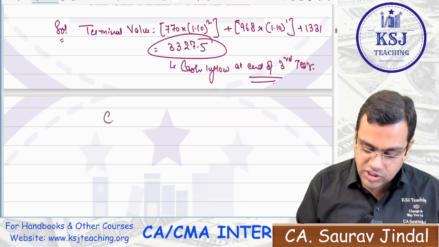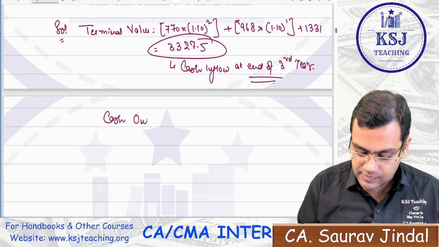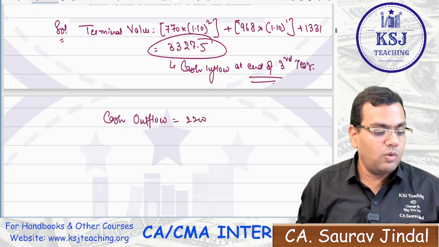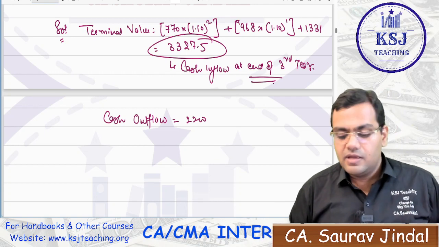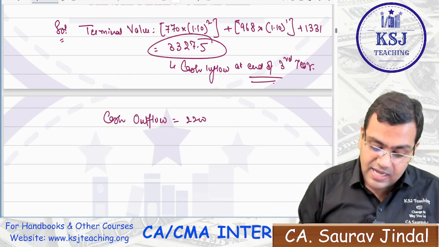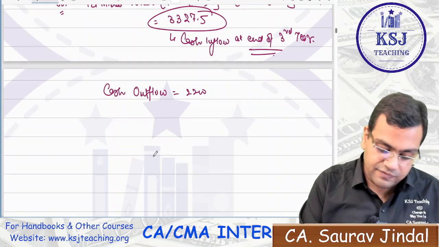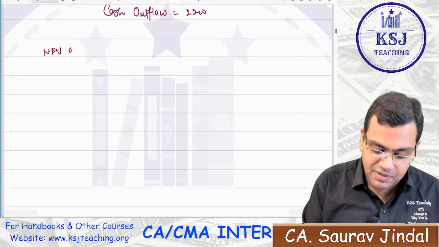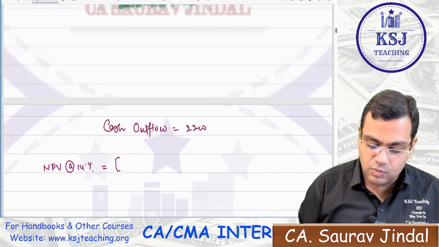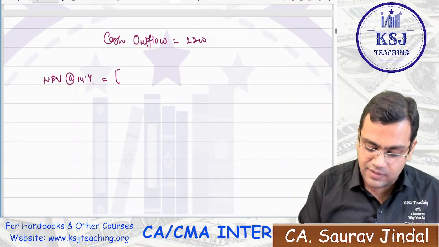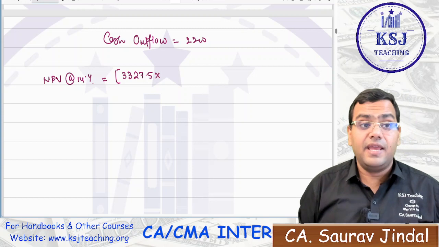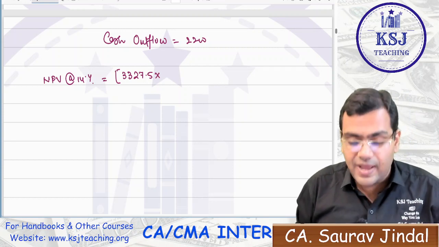Now, what is your cash outflow? That is 2200. I want to calculate the IRR, sir. So, I will calculate the NPV of this. Let's say I calculate NPV at the rate of 14%. Right? What it will be? Sir, what is the cash inflow? That is 3327.5. Multiplied by. Now, with which value I will multiply?